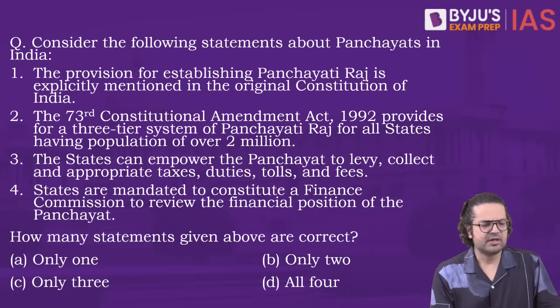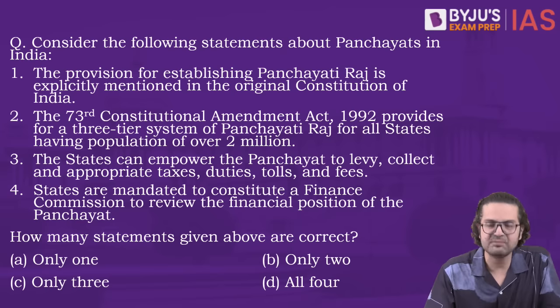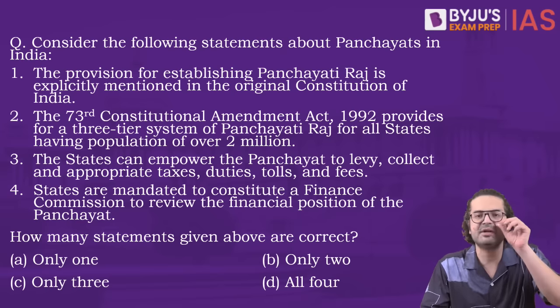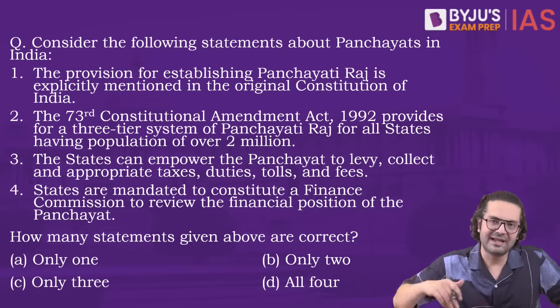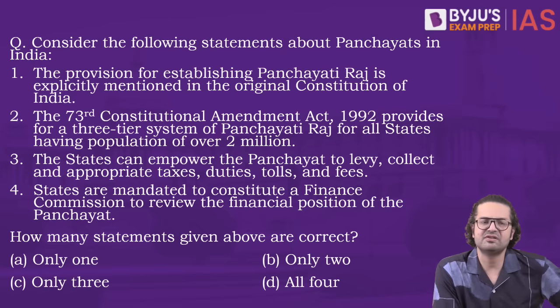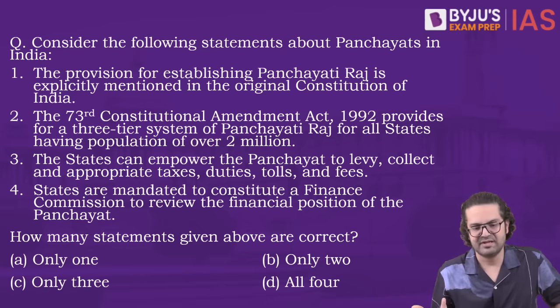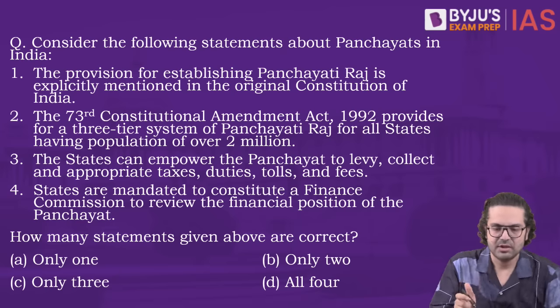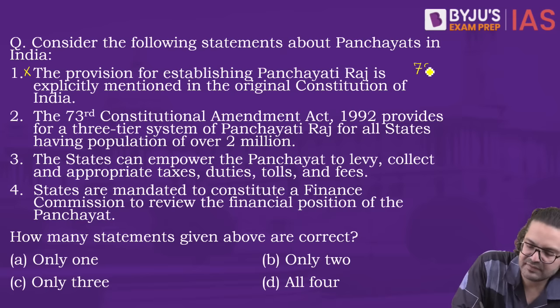Next question. Consider the following statements about the panchayats in India. The provision for establishing Panchayati Raj is explicitly mentioned in the original constitution. This is wrong. We know very well that the provision for establishing panchayats is not mentioned originally. Yes, we have Article 40, which says that the state shall endeavor to form panchayats, but the creation is not mentioned. So this is wrong. When was it added? 73rd Amendment Act of the year 1992.